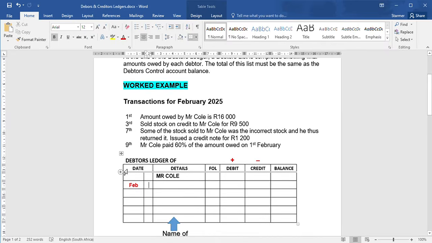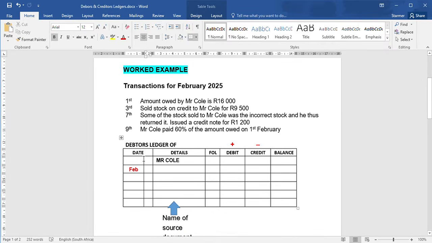Before we actually start, I need you to remember that debtors are an asset. So if I want to add to what the debtor owes me, I'm going to make use of a debit column. If I want to decrease what the debtor owes me, I'm going to use the credit column.